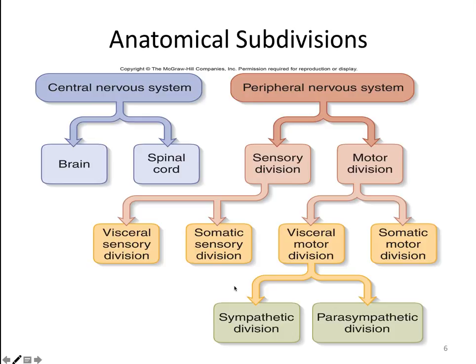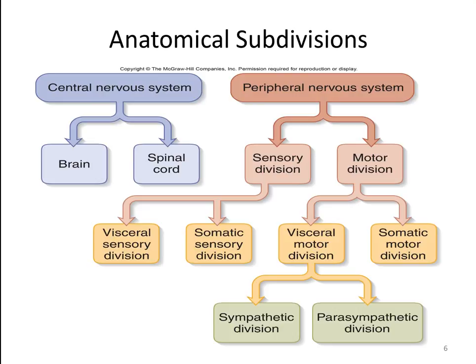I like this slide a lot because it has a nice flow chart that very clearly and neatly divides the subdivisions of the nervous system anatomically. So within the central nervous system, we have brain and spinal cord. So your wet computer that lives up in your skull and the big information superhighway that connects that wet computer with everything else in your body, if you want to be metaphorical about it. The peripheral nervous system includes the sensory division and the motor division.